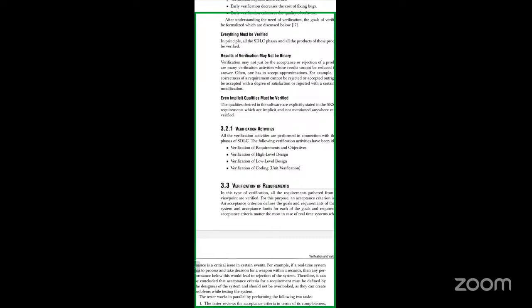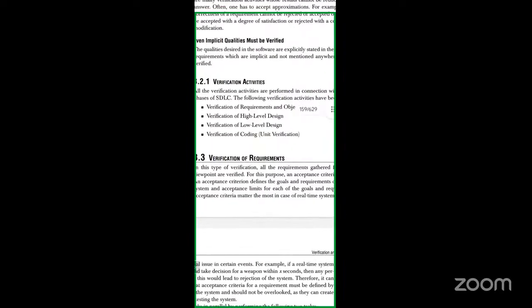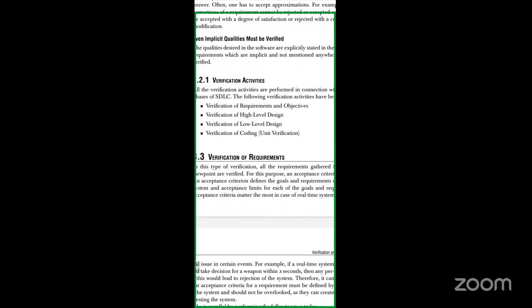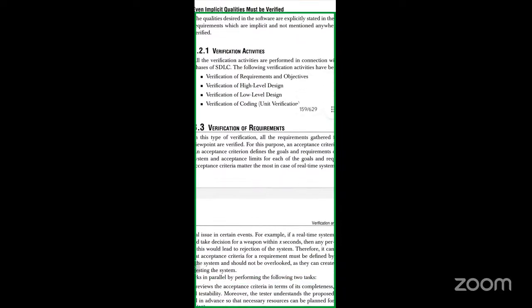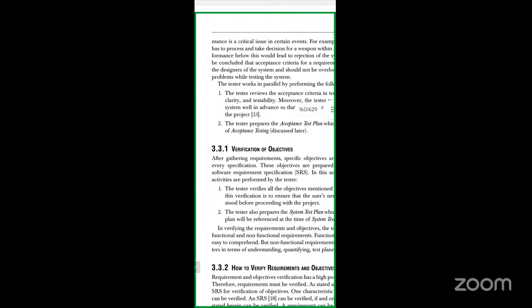Okay, so coming to the verification of requirements. What we are going to check here is simply the requirements. That is, we are going to verify what requirements are given by the user to the development team, and what things are kept by the development team, so that we need to test.